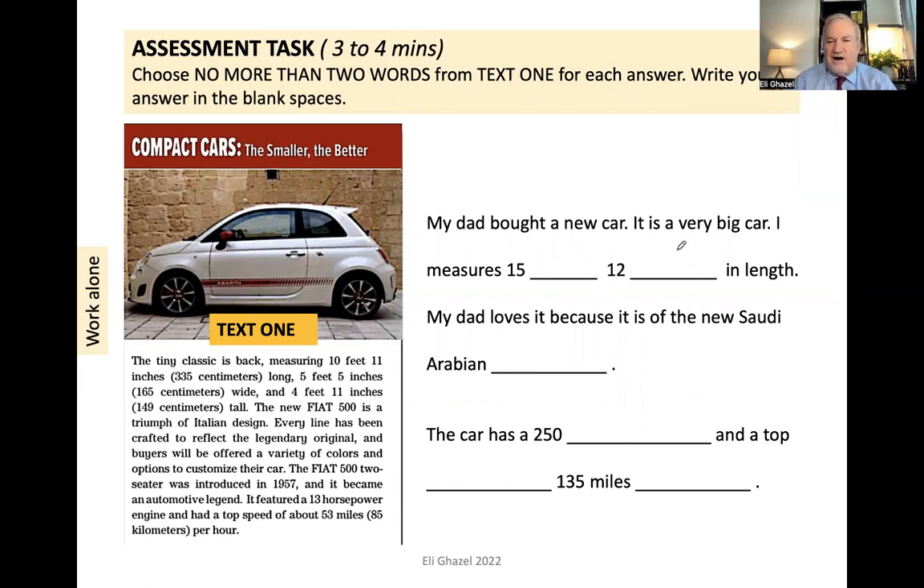My dad bought a new car. It's a very big car. There should be a T here, I'm sorry again. It measures something by something. So they need to find, what should they do? Should it be 15 feet or 15 centimeters? What is it? So it starts to give the students the ability to visualize the difference between 15 feet and 15 centimeters. All right. My dad loves it because it is of the new Saudi Arabian what?